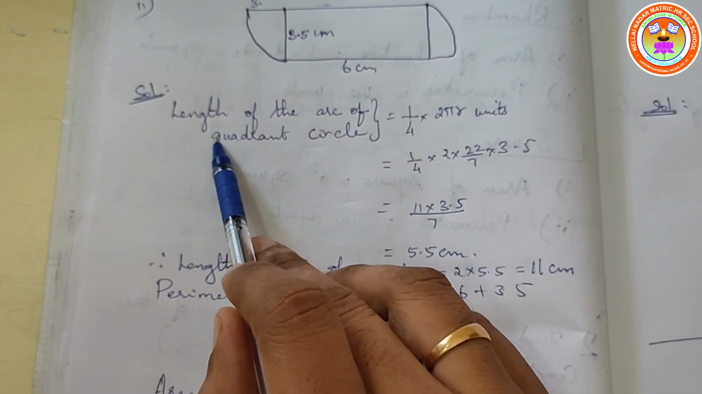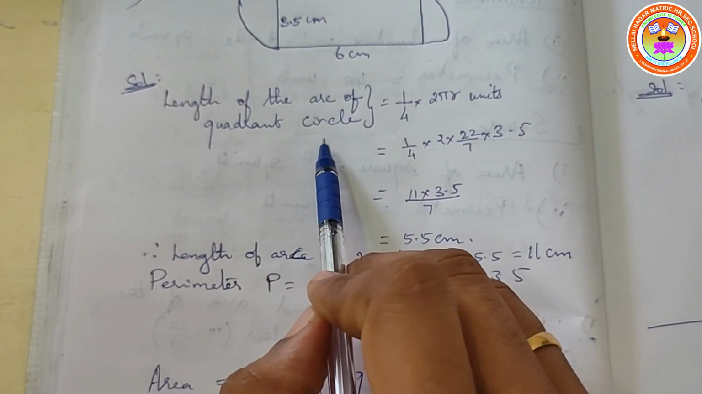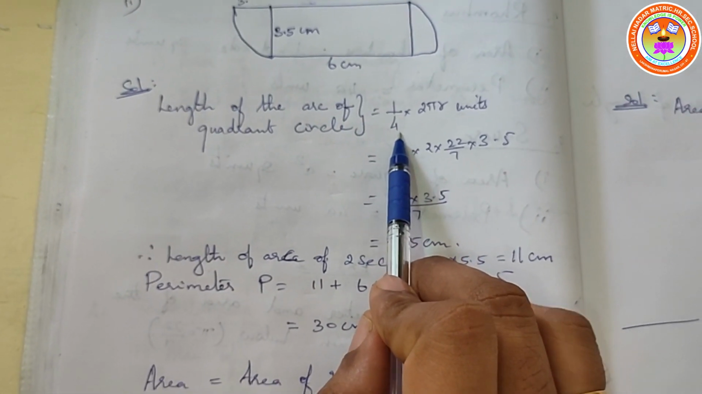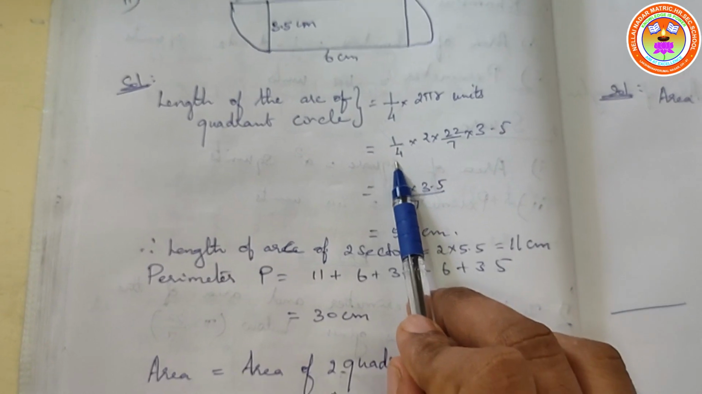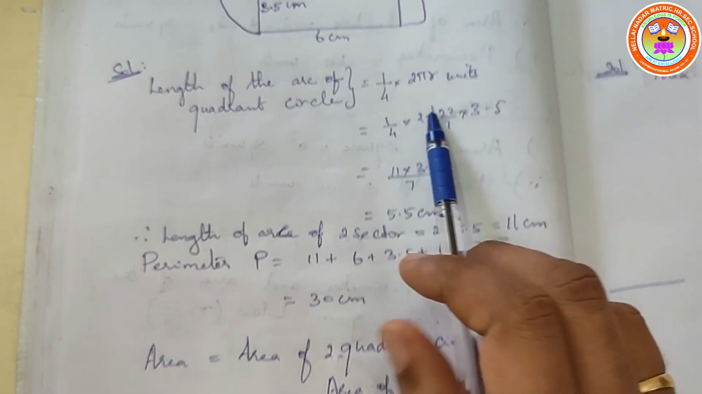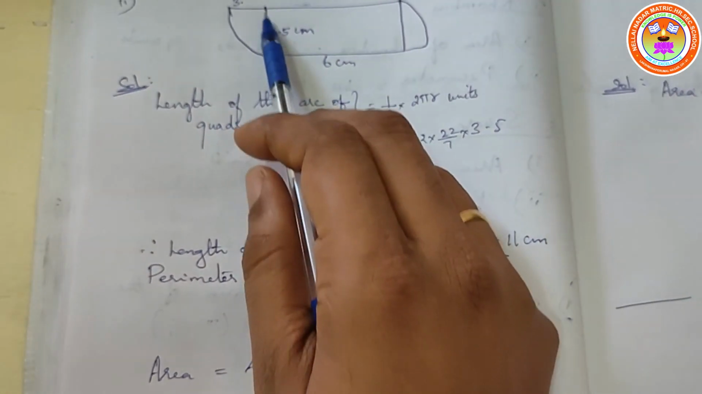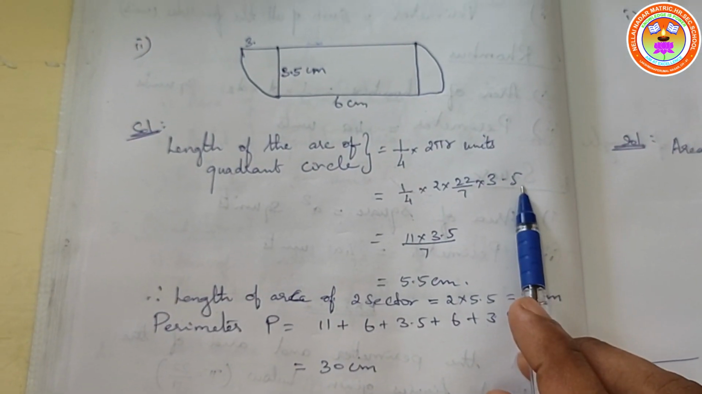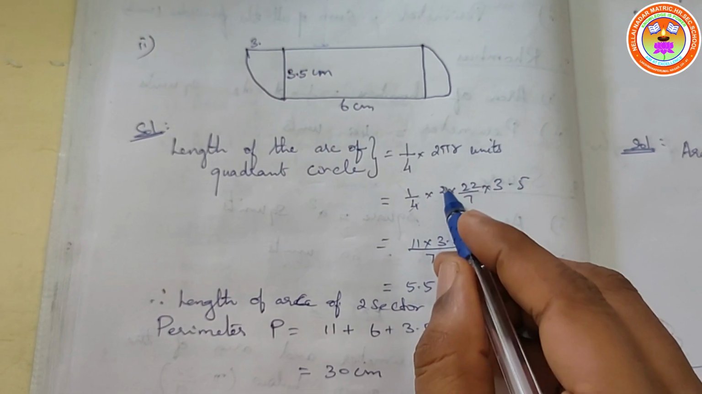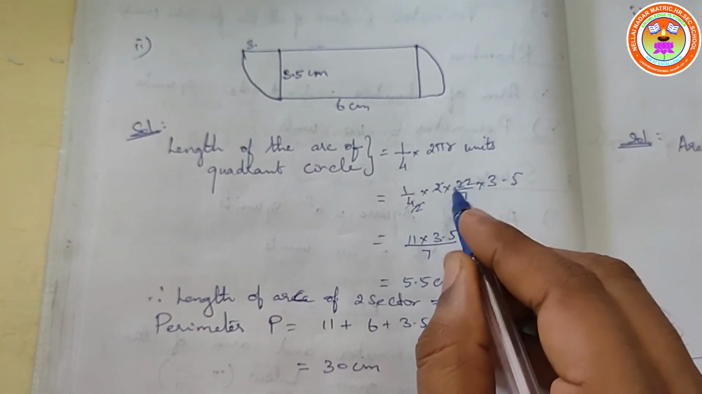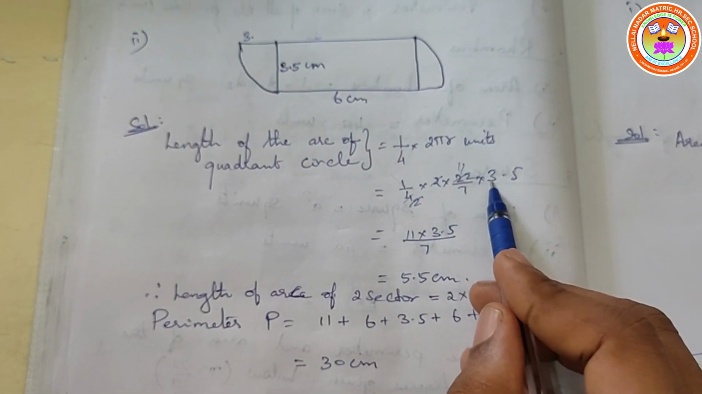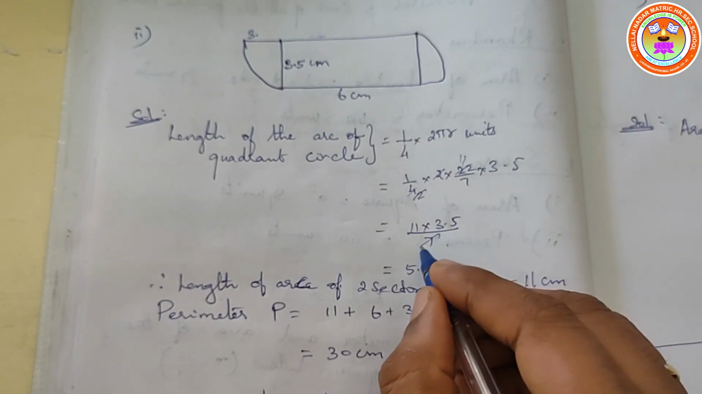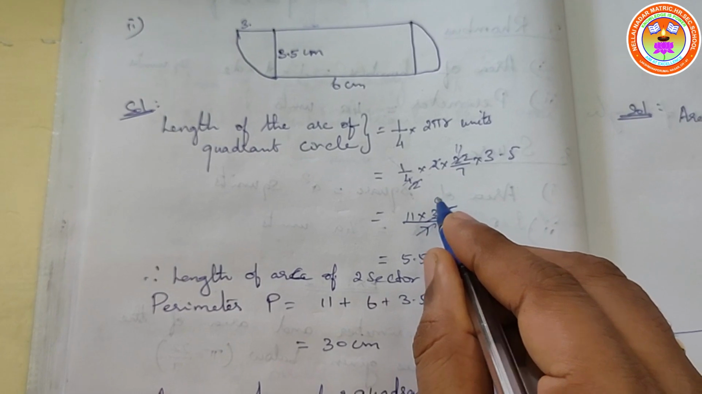For that, the length of the arc of the quadrant circle is 1 by 4. If it is a quadrant, you have to take 1 by 4 into 2 pi r. 1 by 4 into 2, and instead of pi, 22 by 7. R is the radius, 3.5 centimeter. So putting in 3.5, the 4 and 2 cancel, 2 times 2, and the 11 cancels. 11 into 3.5 by 7. So 11 into 3.5, cancelling the 7 with 3.5 gives 0.5.